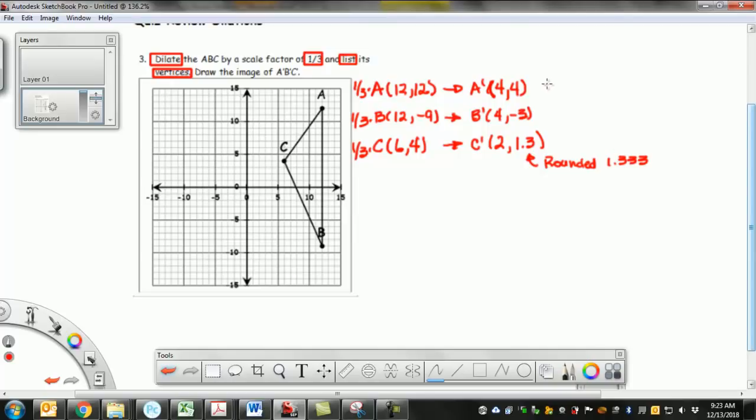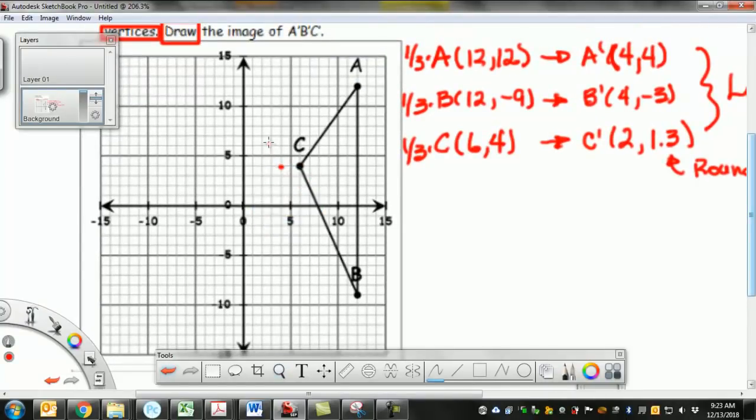Okay, so there's a list of our vertices. Now we're supposed to draw the image. When you do these multiple choice tests, you need to work your problems out just like you would on paper, and then match your answers with what choices you see on the screen.